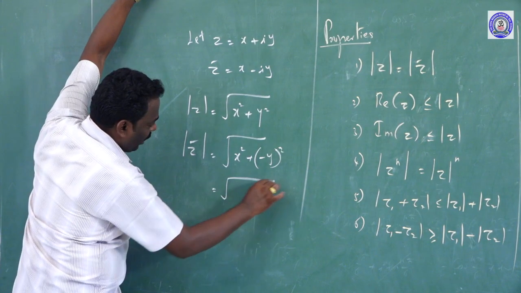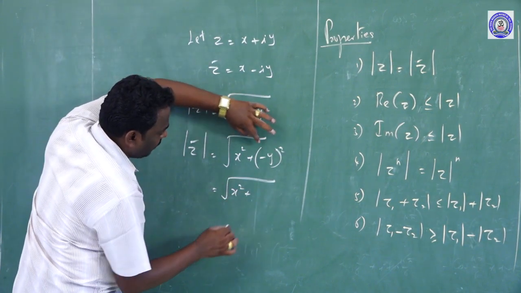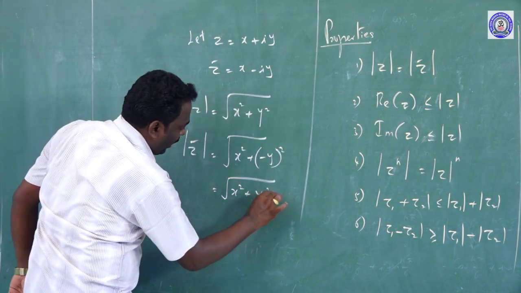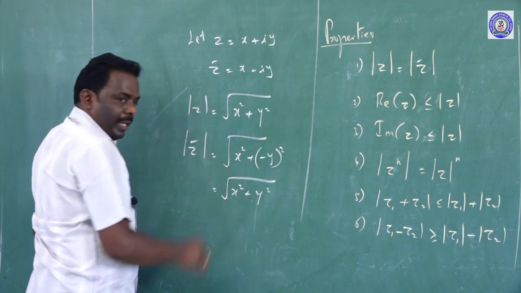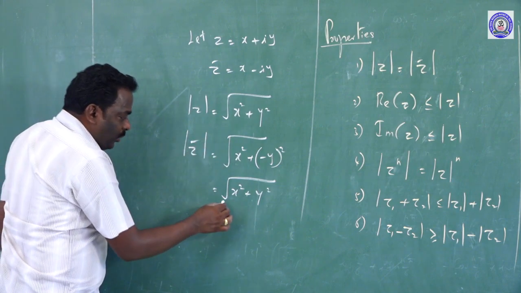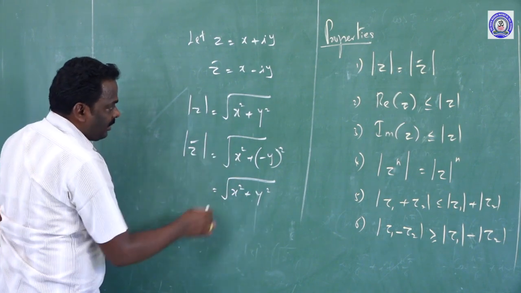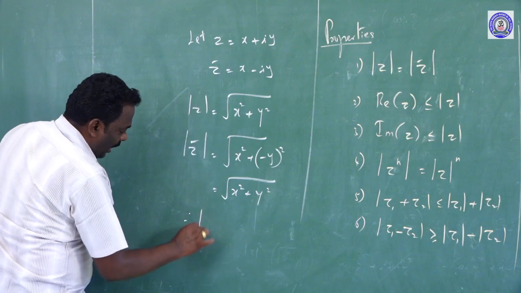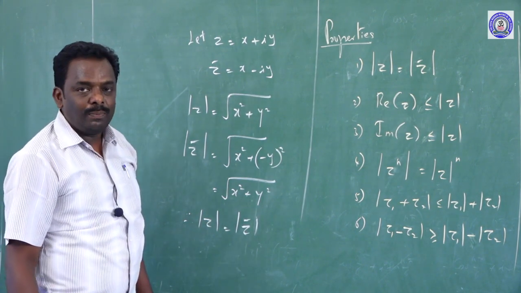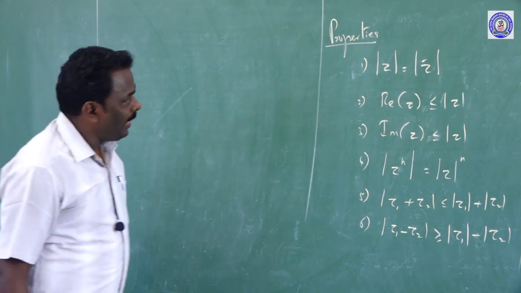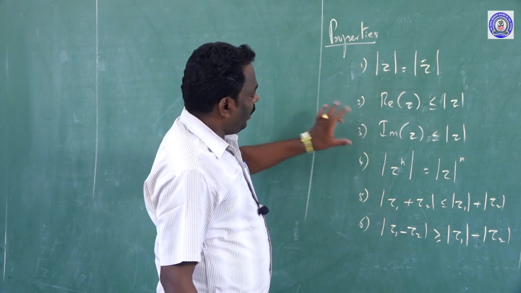That is equal to the square root of x square plus minus y whole square, which is y square. Now look at this: modulus of z is the square root of x square plus y square. Modulus of z bar is also the square root of x square plus y square. Both are the same answer. Therefore, modulus of z is equal to modulus of z bar. This first property is true.